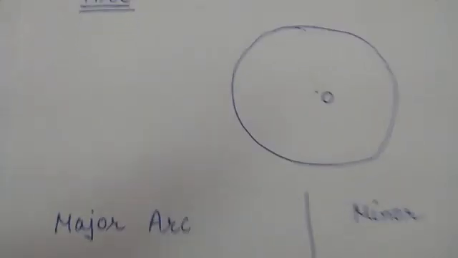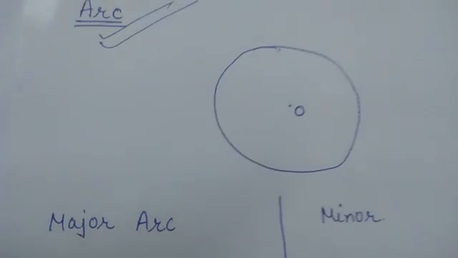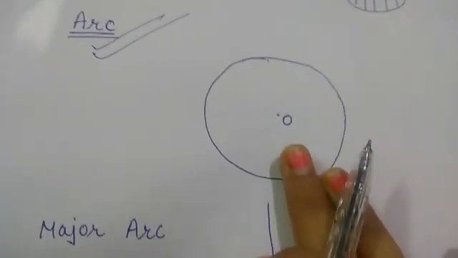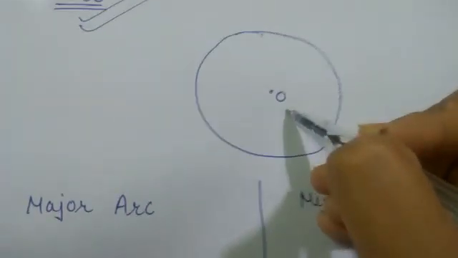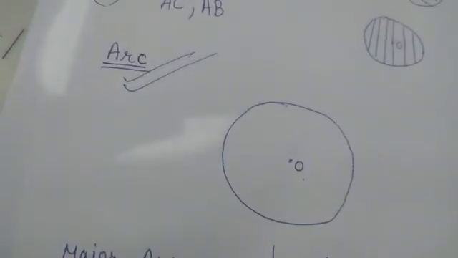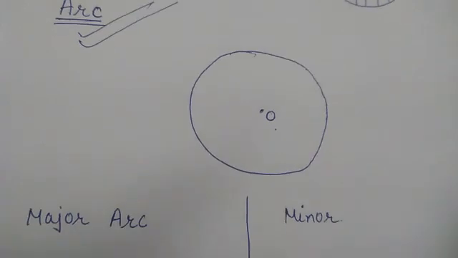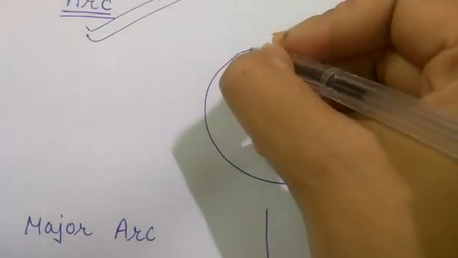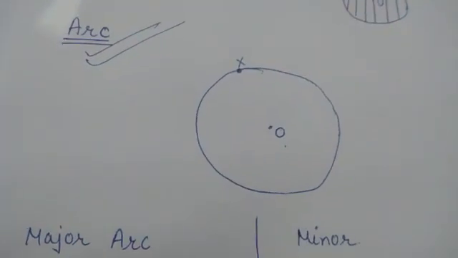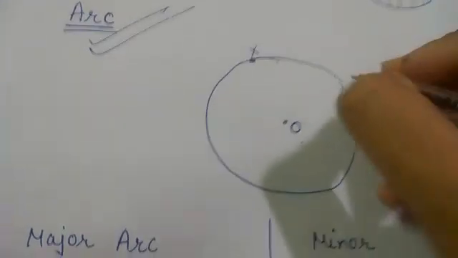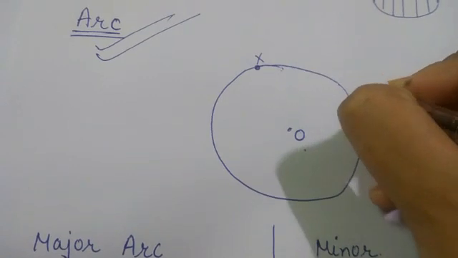Next topic today we have to do is arc. Firstly, we have to understand what is arc. Let us suppose this is the circle, this is the center of the circle and it is represented by point O. Now consider any 2 points, whatever you want. Let us suppose here this is the point X. On the boundary of the circle you have to select any 2 points. Let us suppose this is the point Y. Get it?